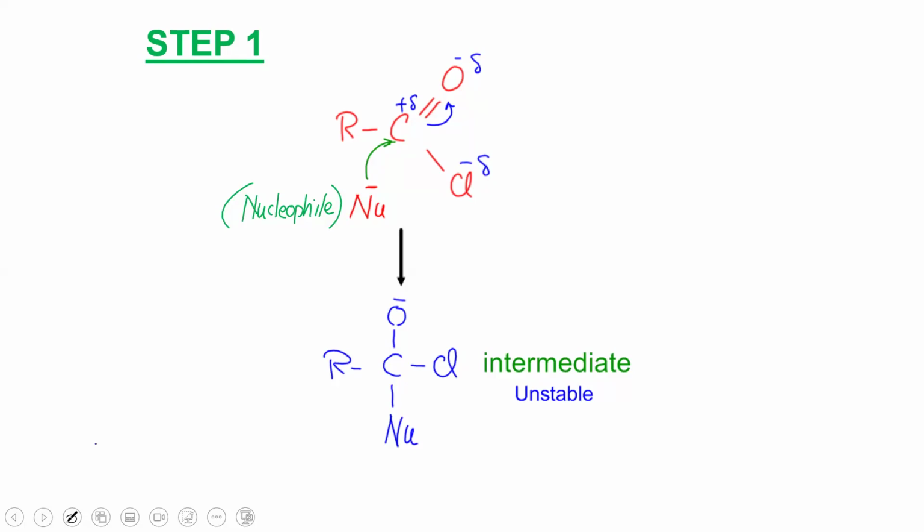The electrons go to the oxygen. The pi bond breaks. Yes, so the pi bond breaks, heterolytic fission. Then the nucleophile attacks the carbocation, and an intermediate is formed. And why is the intermediate unstable? The intermediate is unstable because there is a local negative charge.